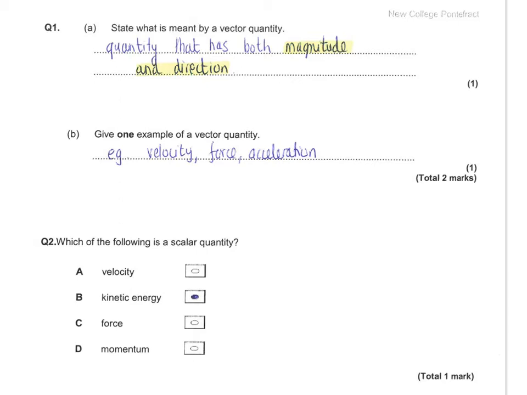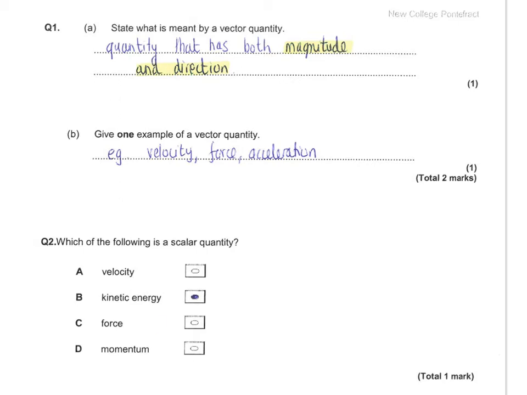Question 2. Which of these is a scalar quantity? Kinetic energy is the only one of these that doesn't act in a particular direction. Velocity is a vector quantity in contrast to speed, which would be a scalar.